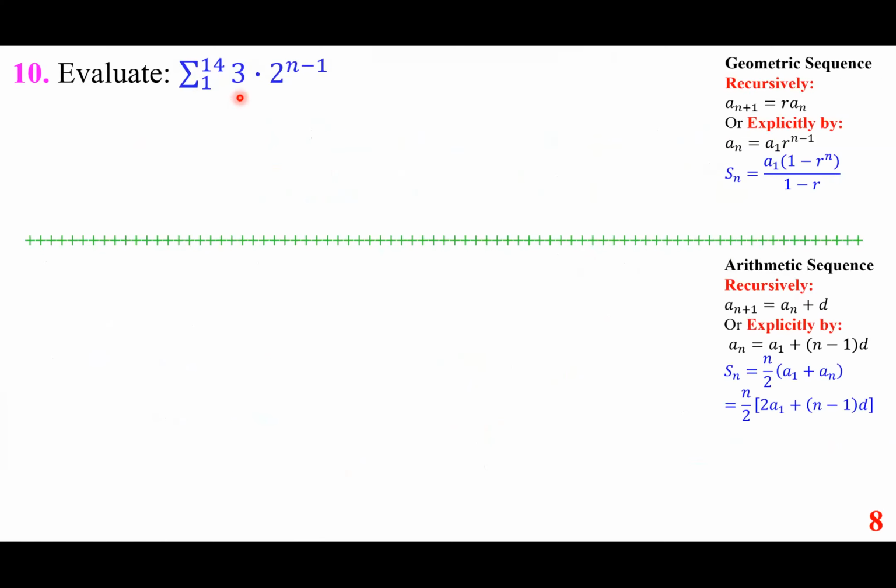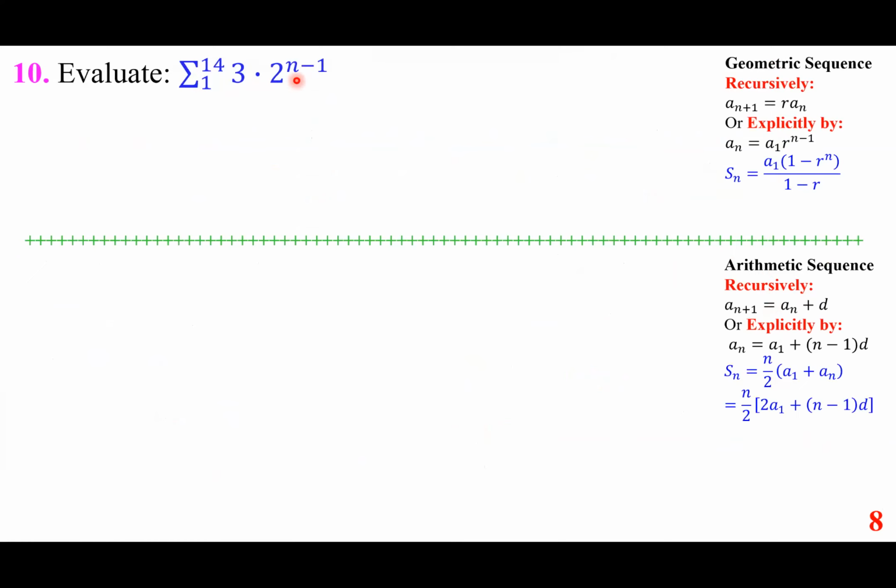The summation of n equals 1 to 14 of 3 times 2 to the power of n minus 1. Again, reminding you of geometric sequence, arithmetic sequence, and so forth. So to evaluate this, let's just write out a few terms to see what we are dealing with.